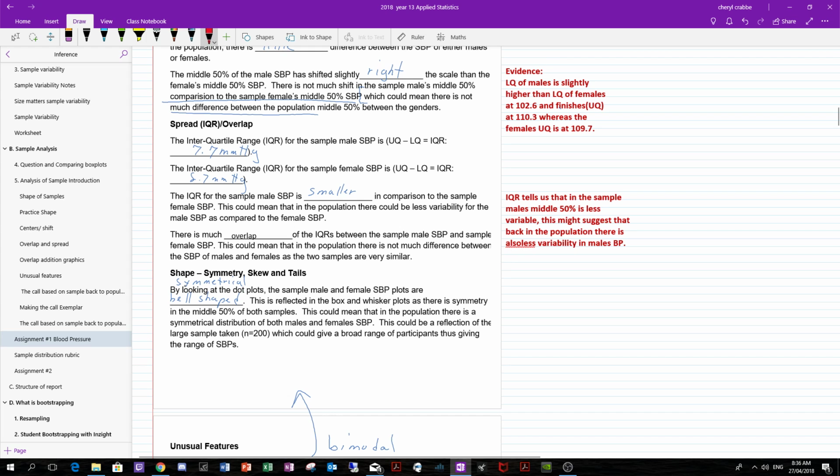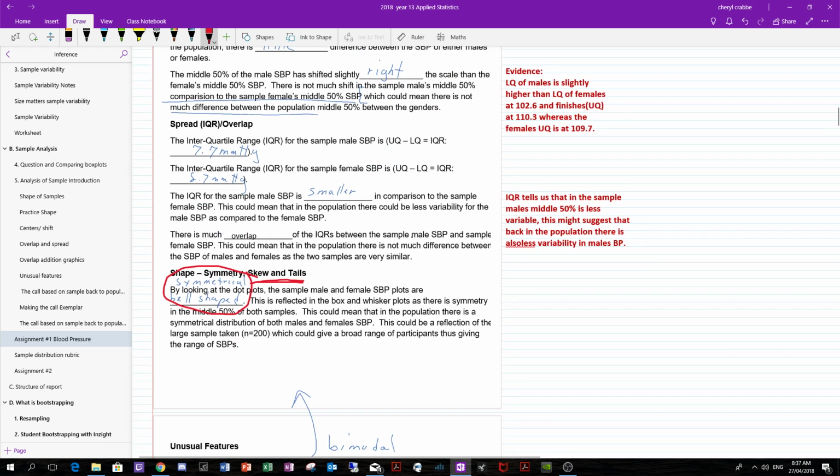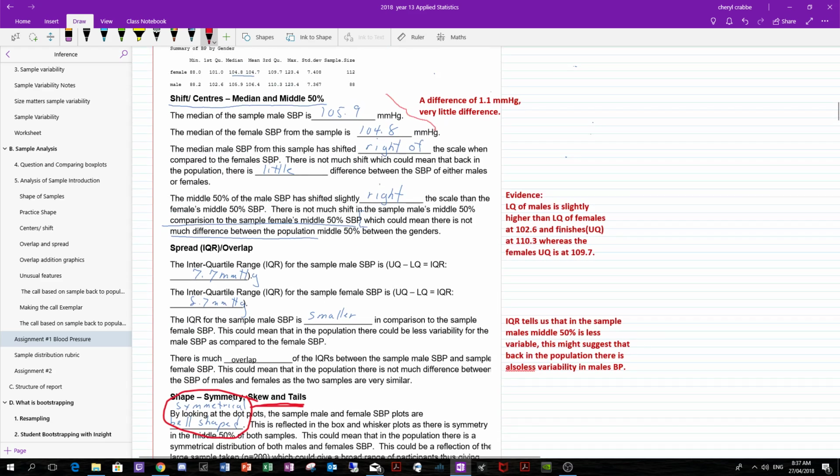So you just try to talk a little bit about whether there's any skewedness, because if there's skewed data, you need to talk about that. If it's fairly symmetrical and bell-shaped, you talk about that, and you do it again in relation to each other. What's the comparison in shape? It's less important that you make an inference back to the population around shape. It's very important that you give evidence and inference back to population and sample with the other three categories: shift, centers, spread, overlap, and so on.